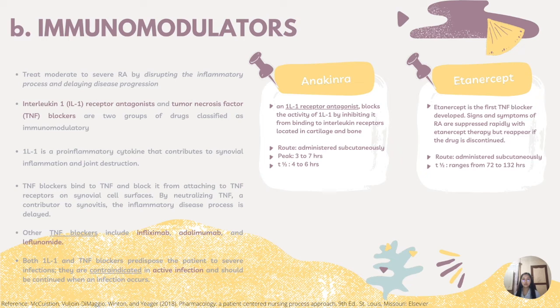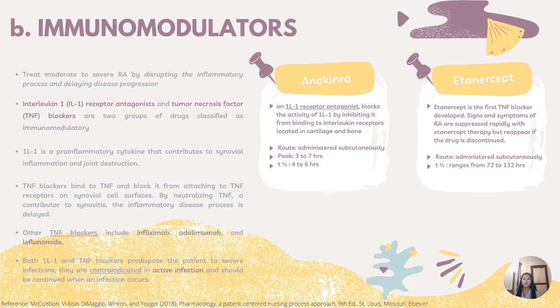Immunomodulators are used to treat moderate to severe rheumatoid arthritis by disrupting the inflammatory process and delaying the disease progression. Interleukin-1 receptor antagonists and tumor necrosis factor blockers are two groups of drugs that are classified as immunomodulators. Interleukin-1 is a pro-inflammatory cytokine that contributes to synovial inflammation and joint destruction. Anakinra, which is an interleukin-1 receptor antagonist, blocks the activity of interleukin-1 by inhibiting it from binding to interleukin receptors that are located in the cartilage and bone.